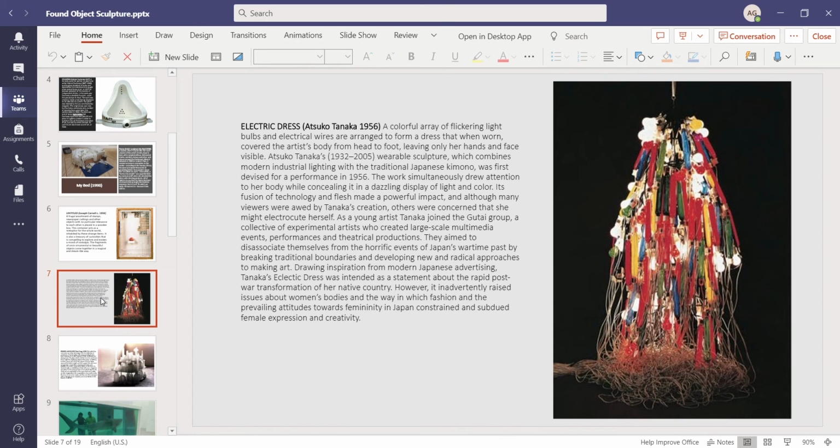But the part of the art group that this artist joined wanted to distract themselves from the horrific events of Japan's wartime past at the time. So again, they're trying to make a statement that really is tied into politics and history of their region. Even when you first look at this piece, that's not what it seems like at all.